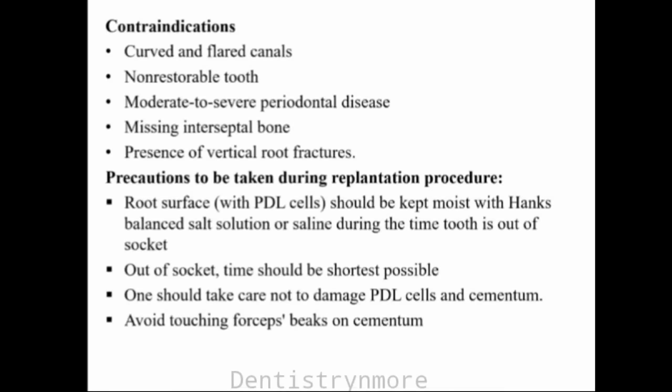Contraindications include curved or flared canals, non-restorable tooth, moderate to severe periodontal disease, missing interseptal bone, and presence of vertical root fracture. Some of the precautions that should be taken are: the root surface should be kept moist, the time out of the socket should be the shortest possible, and one should take care not to damage the periodontal ligament cells and cementum.